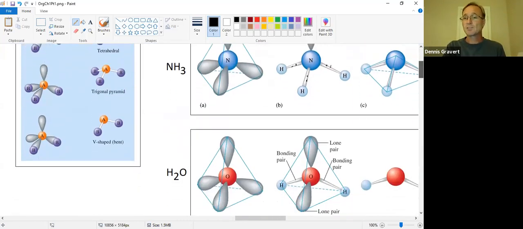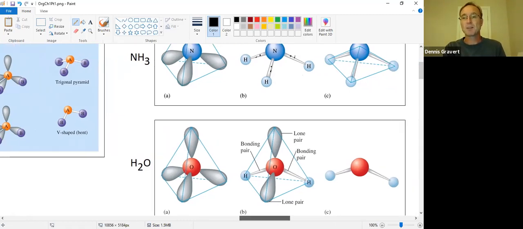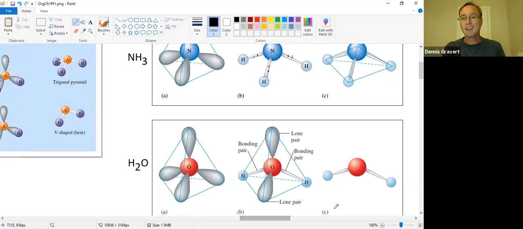Water is also sp3 hybridized, or the oxygen atom is sp3. The 4 parking lots, all the sp3s, are arranged this way. It's just that 2 of those parking lots, 2 of those orbitals, have lone pairs in them. The other 2 parking lots have bonding electrons, and that gives the water molecule its bent shape. And the angle there is approximately 109.5.